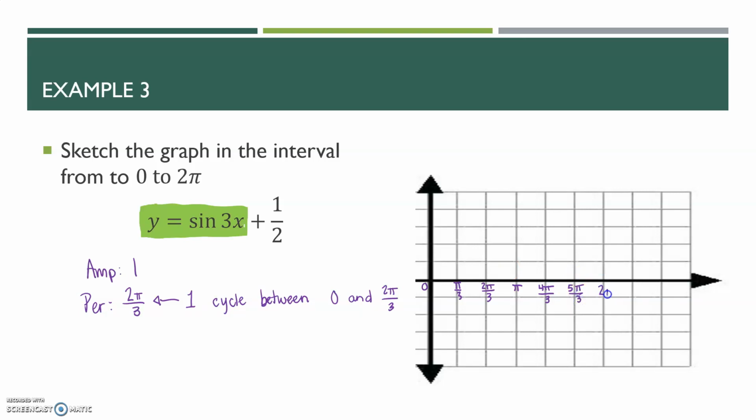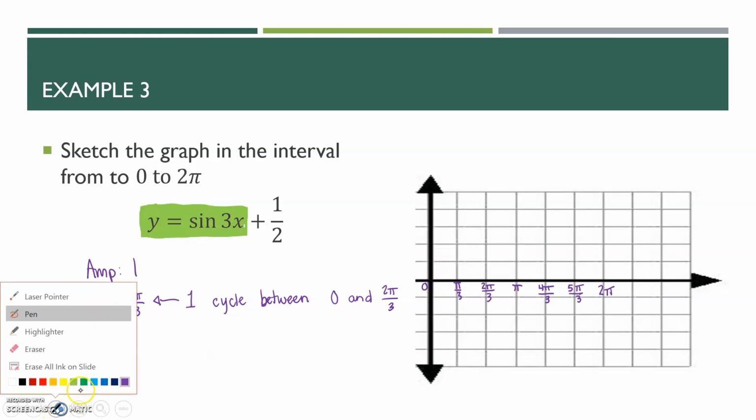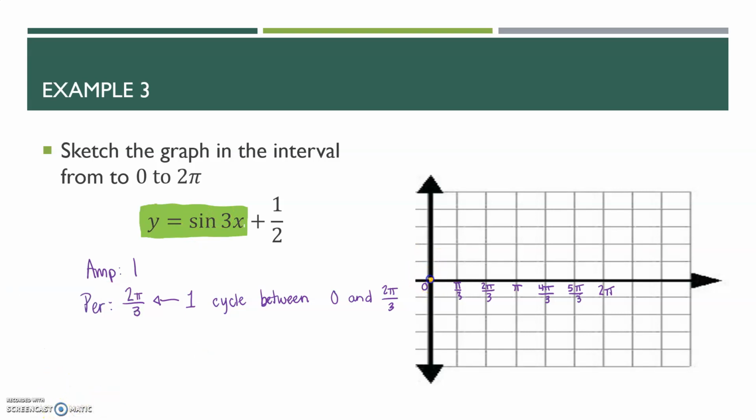It would not be enough just to have 2 pi on there. All right, so it's a sine function, so that means it starts at 0. Actually, let's pick a different color. Starts at 0 and ends at 2 pi over 3. My amplitude was 1, so I'm going to put that right here and right here.